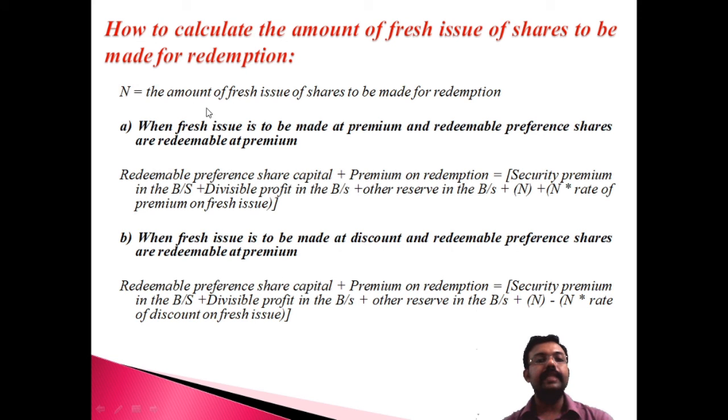The formula: N is the amount of fresh issue of shares made for the redemption. The first situation is when the fresh issue of shares is made at a premium and the preference shares are redeemable at a premium. Second is when the fresh issue is made at a discount and the preference shares are redeemable at a premium. In this situation we can use these two shortcut formulas.